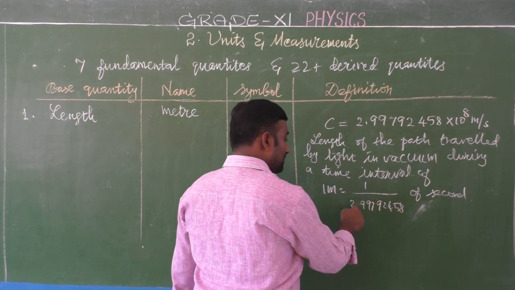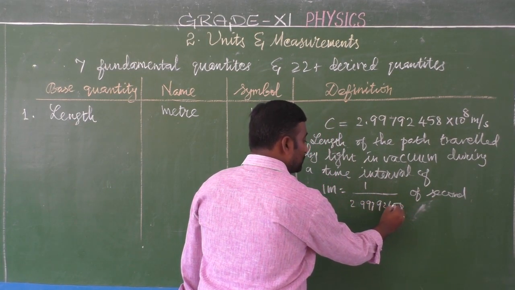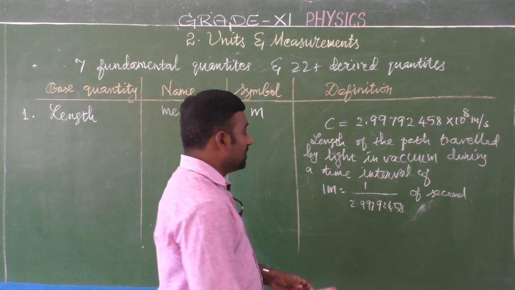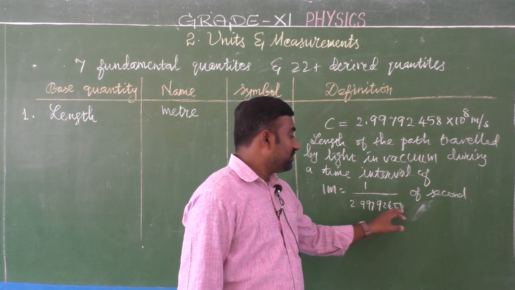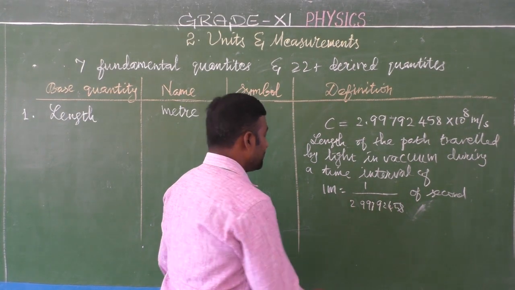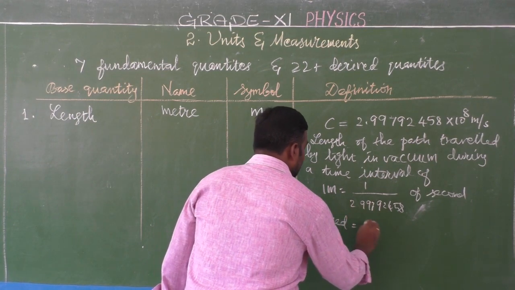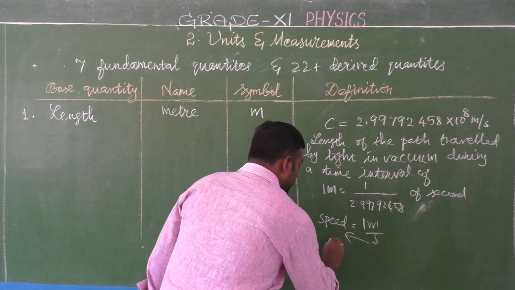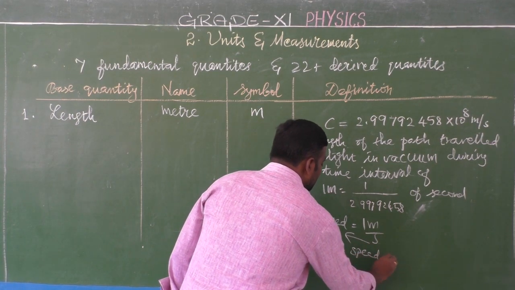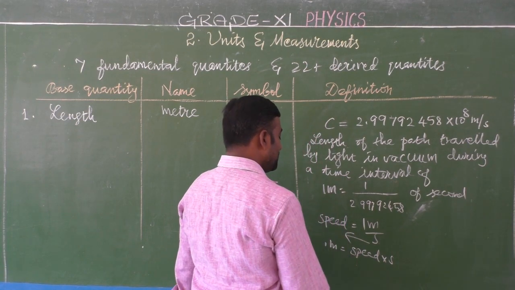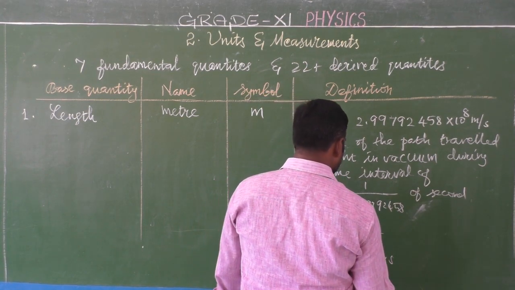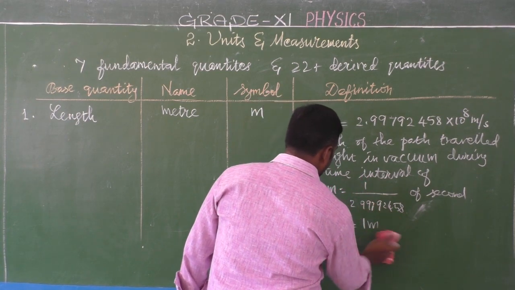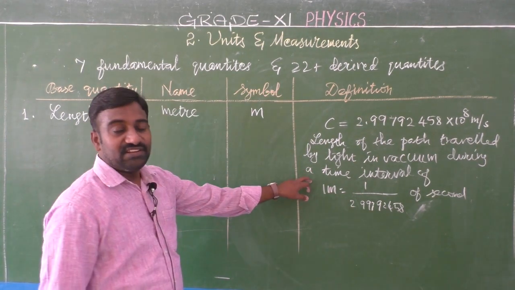If we put 10 to the power 8, we move the decimal: 1 2 3 4 5 6 7 8. So the decimal vanishes. So 1 by 2.99792458 of a second. Because we know speed is equal to meter per second. So 1 meter is equal to speed into second. Therefore 1 meter is equal to speed into second, or 1 by the speed into second. Okay, so this is the definition of the length.